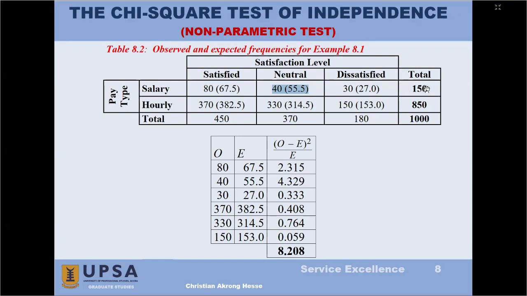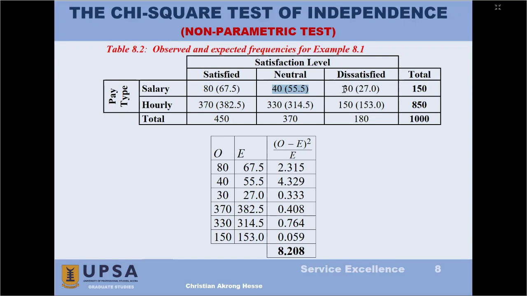So do 150 times 370 divided by 1000. Row total times the column total divided by the grand total. What is the answer? 55.5. Great. So that's how I obtained the 55.5 in parentheses. We call it the expected frequency. We have the observed frequency, which is 40, and the expected frequency, which is 55.5.